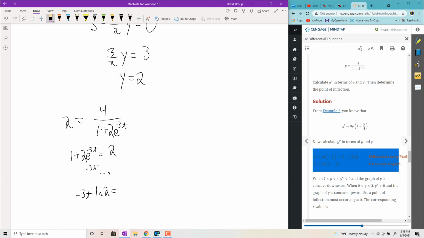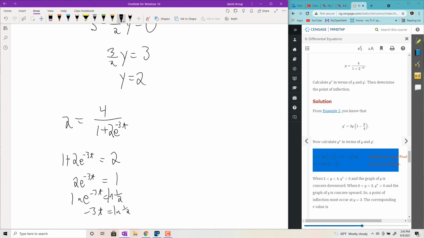Okay, so here then, let's just start this over. I'm going to cross multiply. I get 1 plus 2e to negative 3t on this side, and then 4 divided by 2 is just 2 on this side. I get 2e to negative 3t. Subtract the 1 over, I get 1. E to the negative 3t equals 1/2. Natural log on both sides, and I get negative 3t equals ln of 1/2. And then t equals negative ln of 1/2 all over 3. So the inflection point is going to be negative ln of 1/2 all over 3, comma 2.